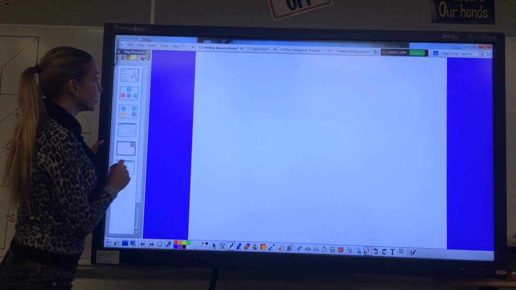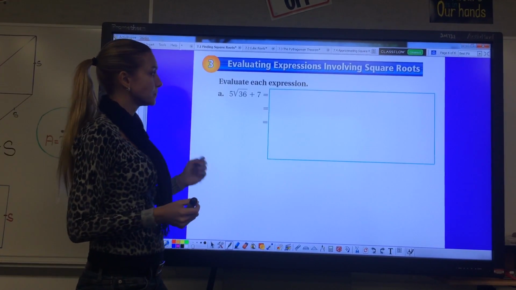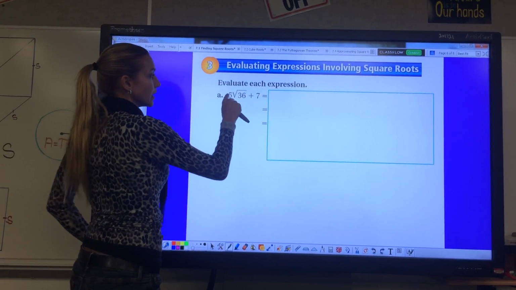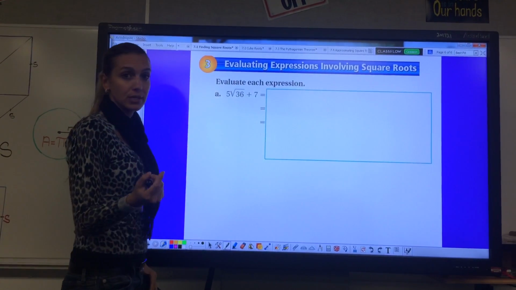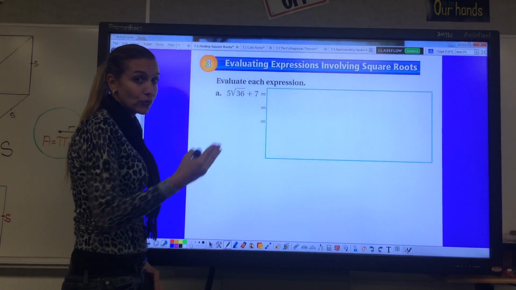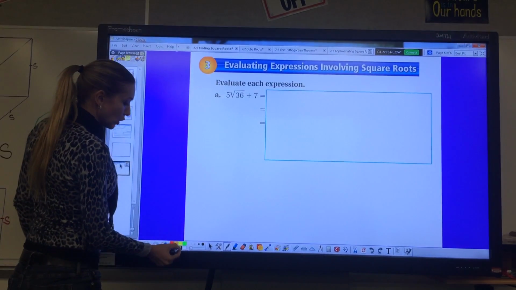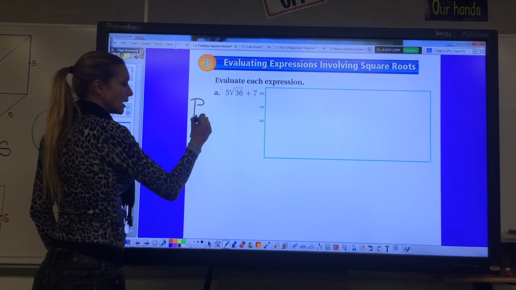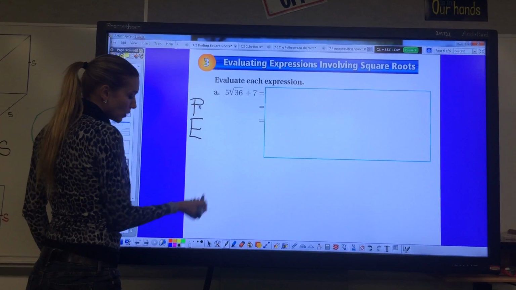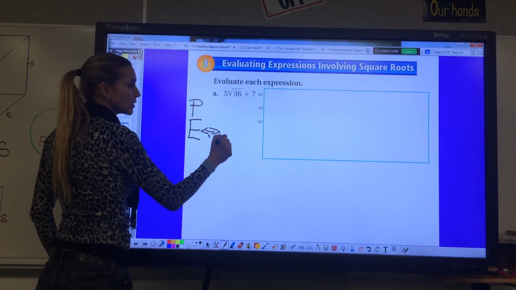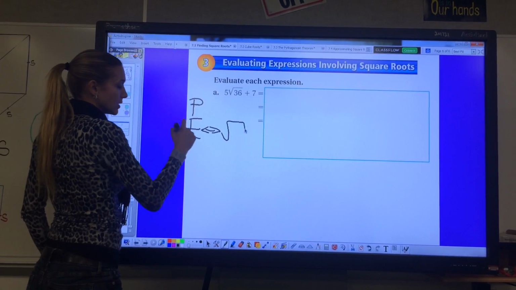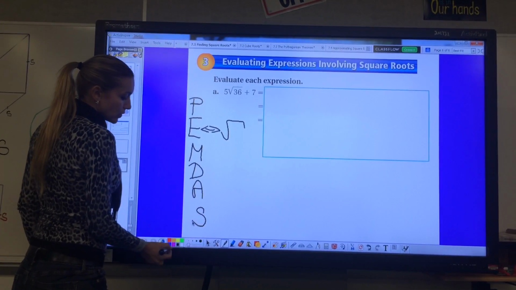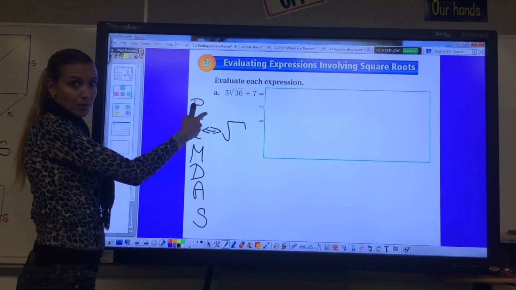You will also be asked to evaluate expressions. Do not freak out. It's quite simple. There's a multiplication between the 5 and the square root of 36. So we're going to have to follow our order of operations. You have learned them. You should always write down PEMDAS. I have parentheses, exponents. What goes hand in hand with exponents is square roots. Then we have multiplication, division, addition, and subtraction. So let's follow the order and solve that problem.